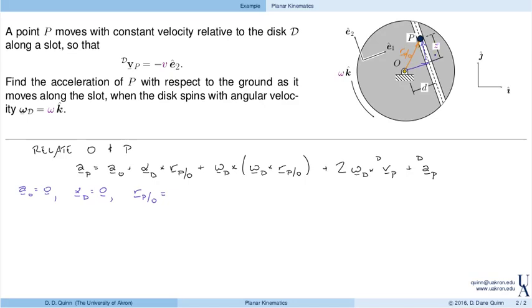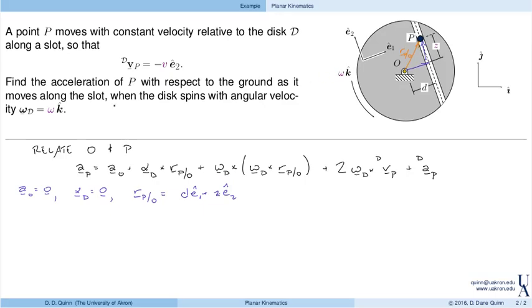That's the coordinate that describes the change in the position of P along the slot, in the E2 direction. So this is simply d E1 plus z E2. And of course, the angular velocity was given to us in the problem statement. That's omega k.